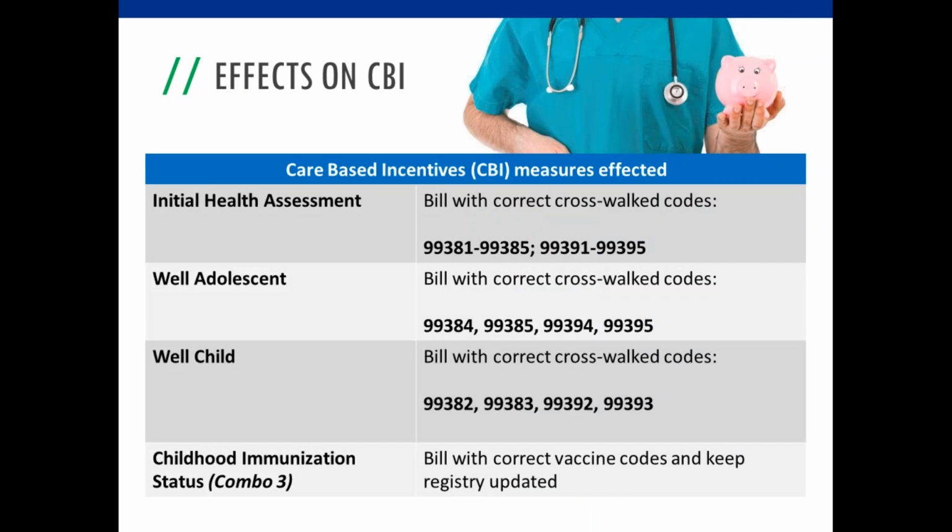Now let's talk about some of the measures that are being affected for CBI. The initial health assessments, as well as the well adolescent and well child visits. You do want to make sure you are billing with the correct preventive service codes to ensure that you're getting credit for these 3 measures. And the childhood immunization status, or the CIS measure, you want to make sure you're billing with the correct vaccine codes and keep the registries updated to ensure full credit for these.